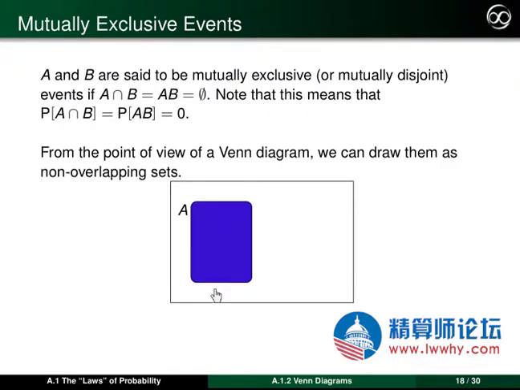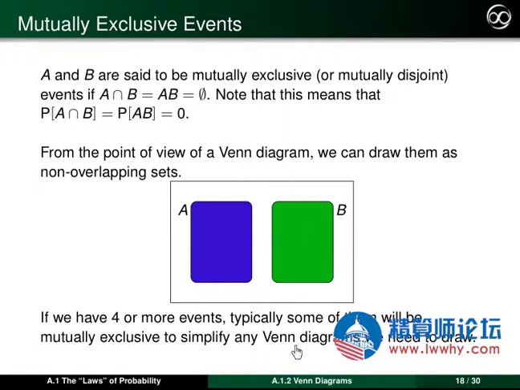All right, so I have some set A, I have some other non-overlapping set B. If I have 4 or more events, typically some of them will be mutually exclusive in order to simplify any Venn diagrams that you need to draw. So if they give you this on an exam where you have 4 or more events, I've never heard of more than 4 showing up in an exam, but if you have 4 events in an exam problem, you want to first look at which ones are mutually exclusive to sort of simplify your picture a little bit.